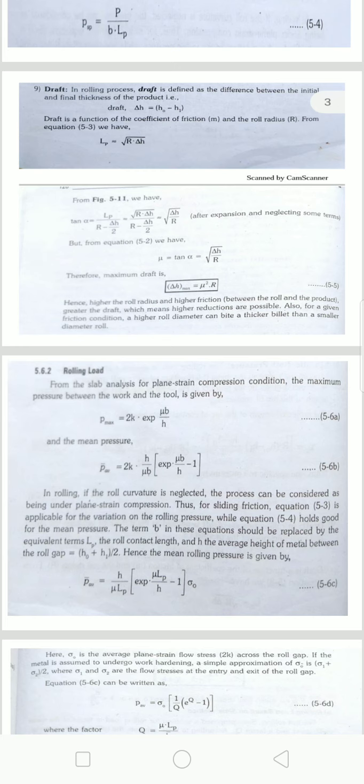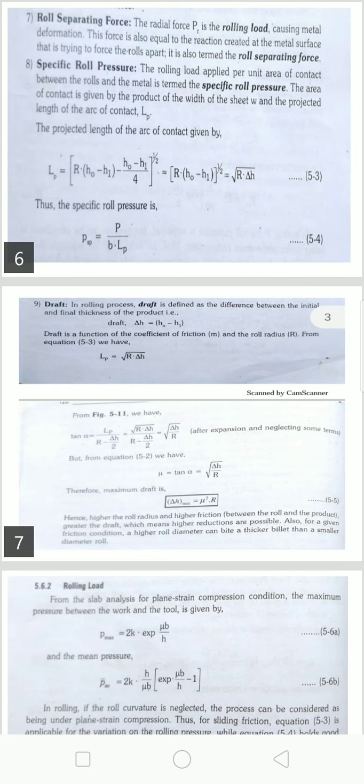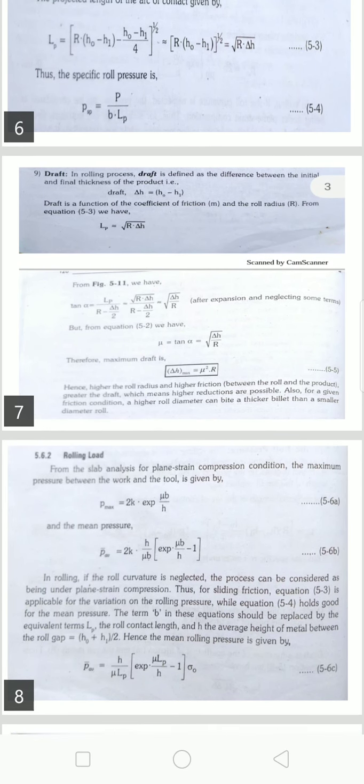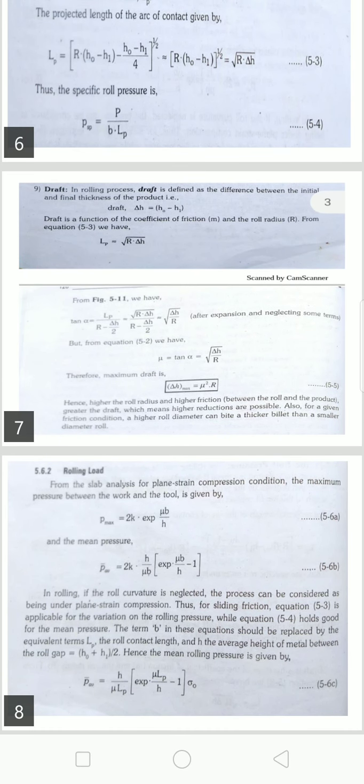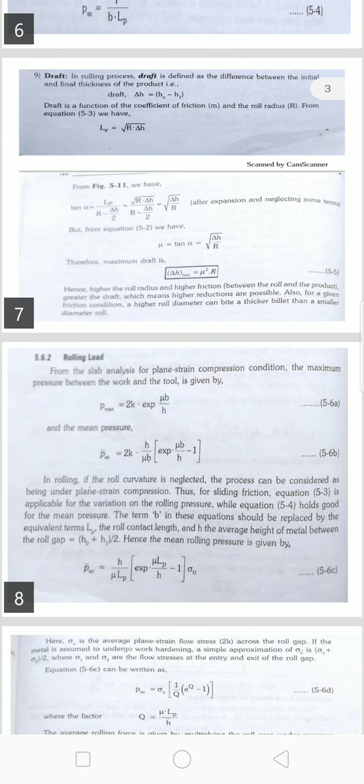Coming to the rolling load, from the slab analysis for plane strain condition, the maximum pressure between the work and the tool is given by P max is equal to 2K into exponential mu B by H, where K is the plane strain flow stress. That is equation 5.6a. The mean pressure P bar average is equal to 2K into H by mu B into exponential mu B by H minus 1. That is equation 5.6b.